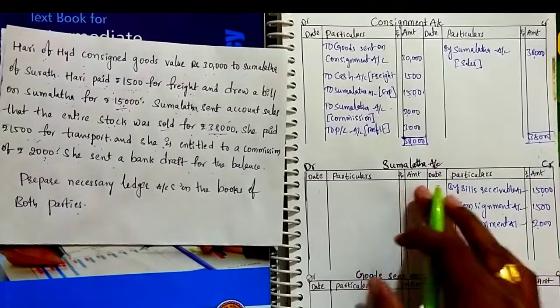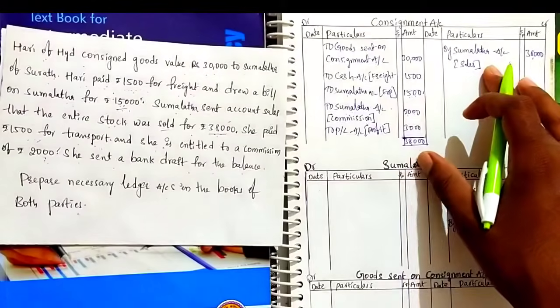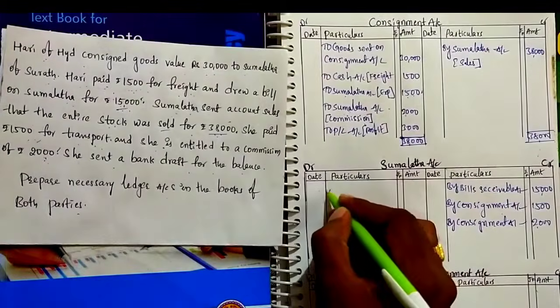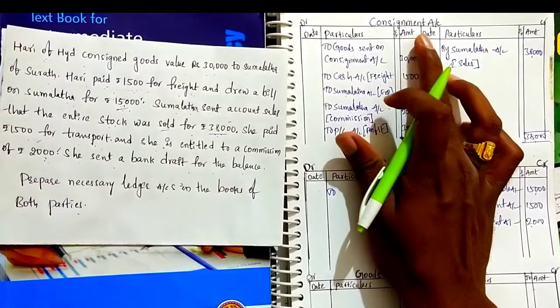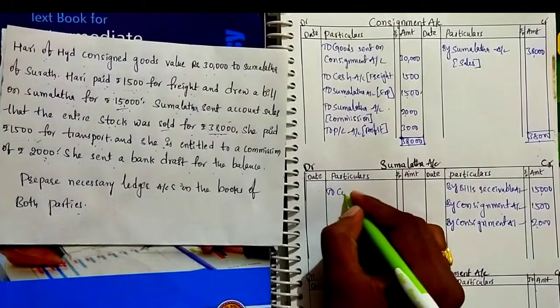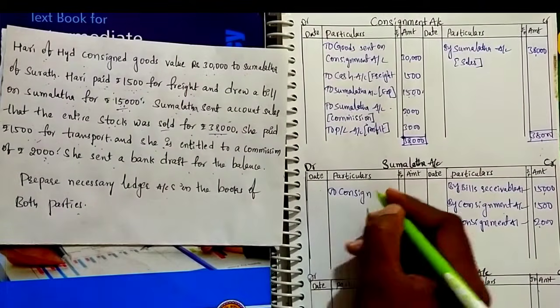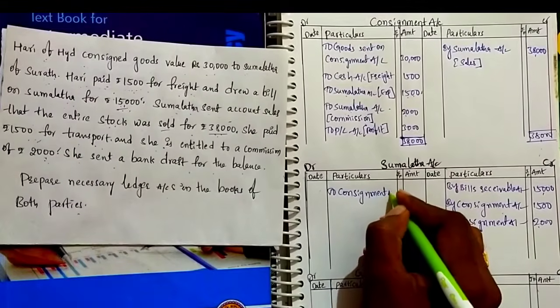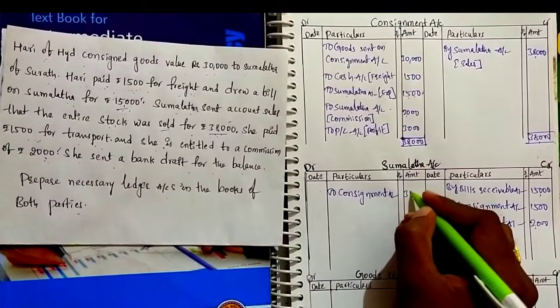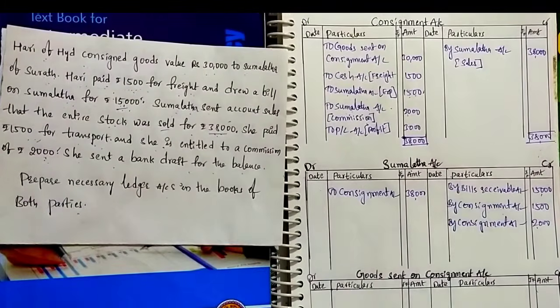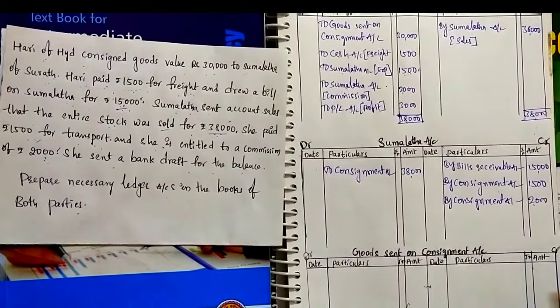Okay, next, on the credit side of consignment, Sumalata account recorded means consignment account credited, Sumalata account debited. So we are preparing Sumalata account debited here. So we have to write on the debit side to Sumalata account debited. What is the credit account? Consignment. So we have to write consignment account. How much? 38,000 rupees.